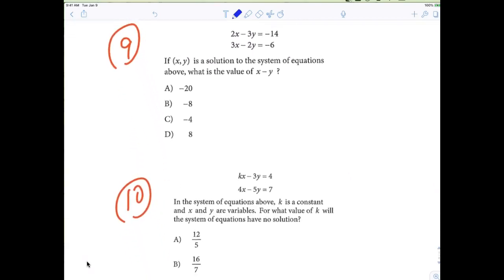Number 9, man, this was a really good problem. Somebody said C. Anybody else? All right. Now, what did you get? B. So far I've got a C and a B. All right. So in this case, it's asking what is X minus Y. So again, I have to just figure out what X is, and then I have to figure out what Y is, and then I just subtract them. That's it. All right. So how do I solve this?